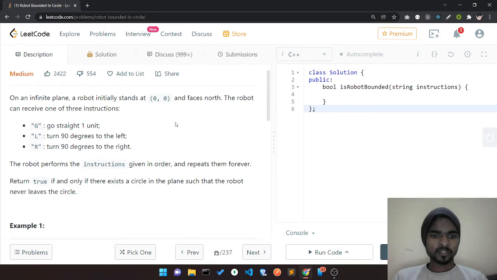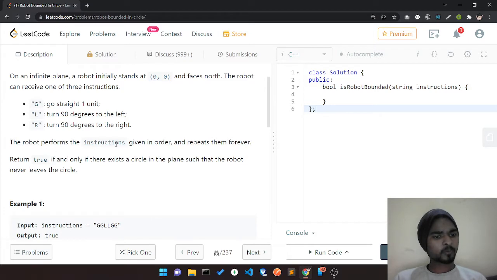It means the north direction is this side. If we call it left, I'll just move here. If we call it right, I'll move here on the down side. If I again call it right, I go back side. The robot performs the instructions given in order and repeats them forever.